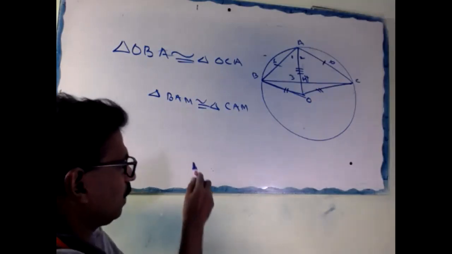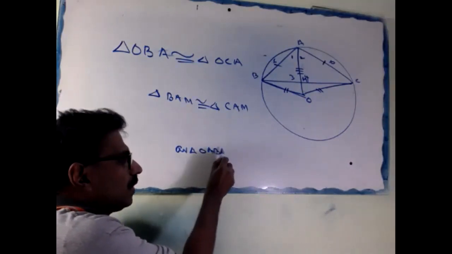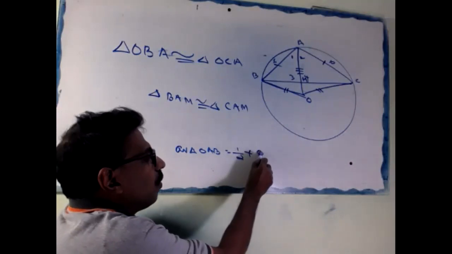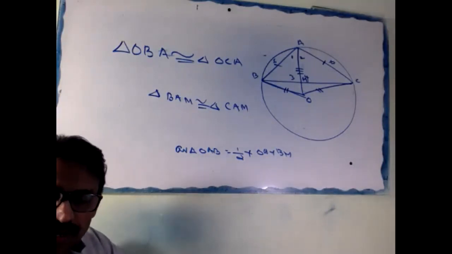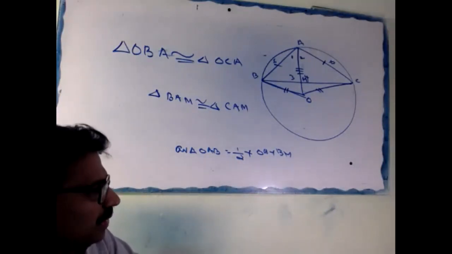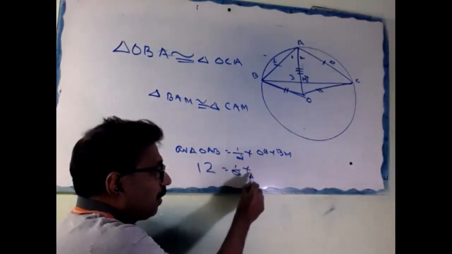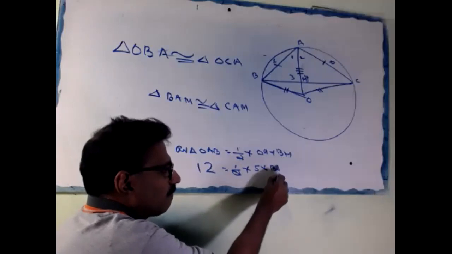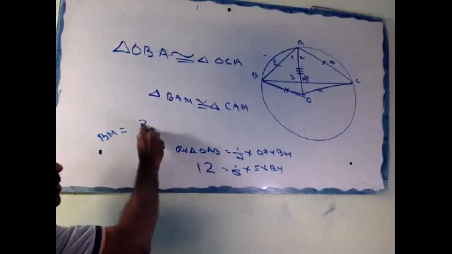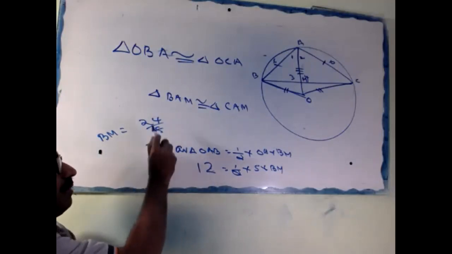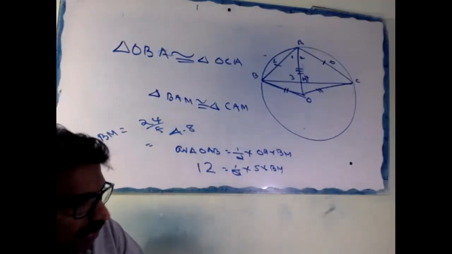This same area, look. Area of triangle OAB equal to half into OA into BM. Correct or no? Area we can find out as half base into height. But you already got area 12 equal to half into OA 5 into BM. Therefore, BM equal to 2 coming here, 24 divided by 5. I think 4.8. BM equal to 4.8.